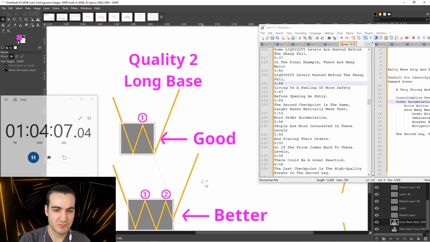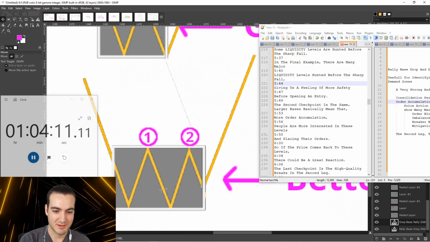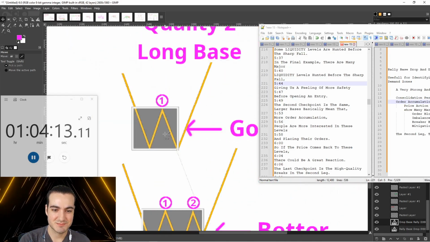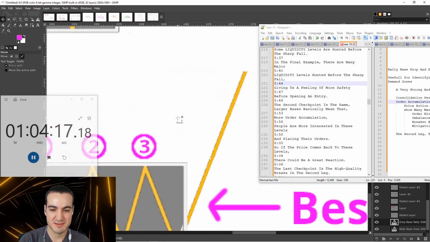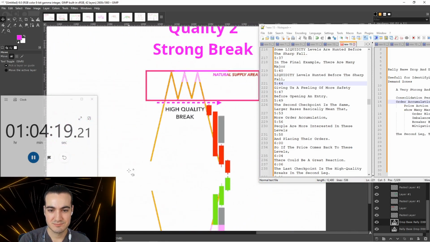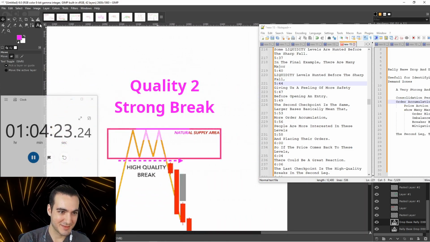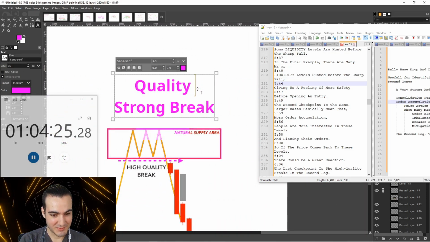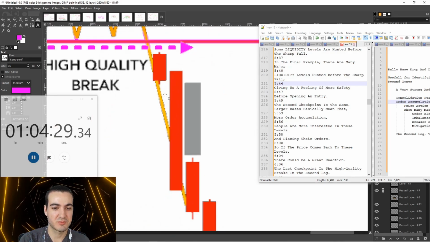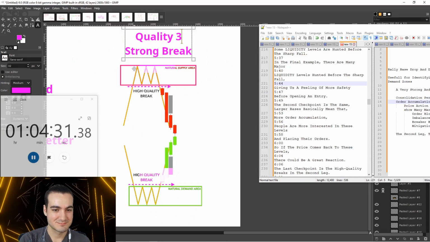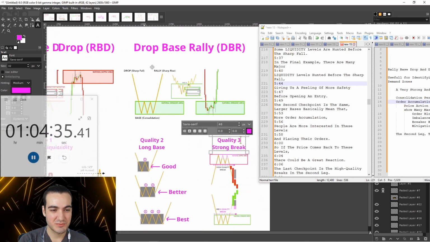Quality point 2, we already went over in the rally-base-rally. It's just a longer base, which will create a stronger supply or demand zone. Quality point 2 again, I need to rename that. Quality point 3 is just that we're looking for a strong break. Not too much there. Okay, so let's move on to the examples.